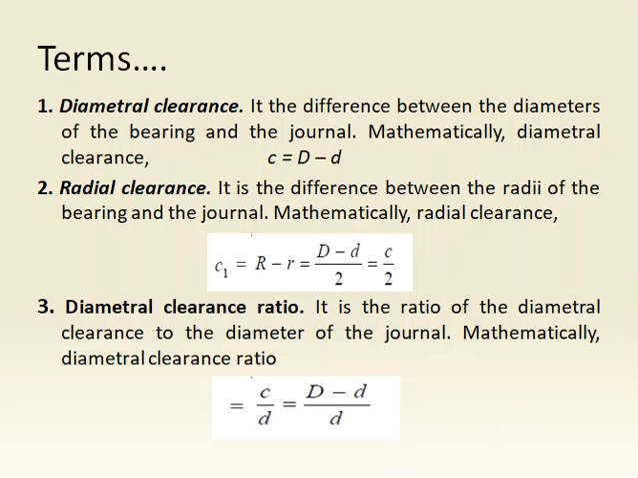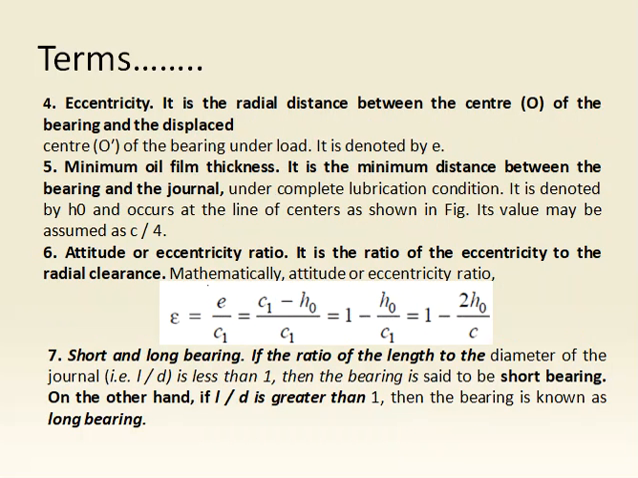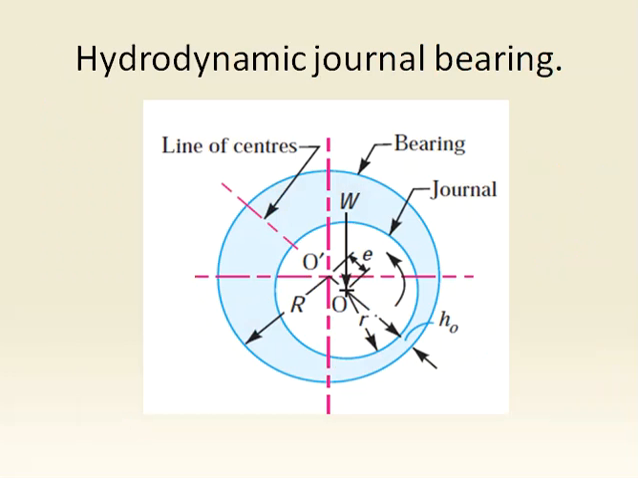Next important term, eccentricity. It is the radial distance between the two centers. You know that. It is denoted by small e. Minimum oil film thickness, that is h naught. It is the minimum distance between the bearing and the journal under complete lubrication condition. It is denoted by h naught and occurs at the line of centers as shown in the figure. Its value may be assumed as C by 4. So remember it.